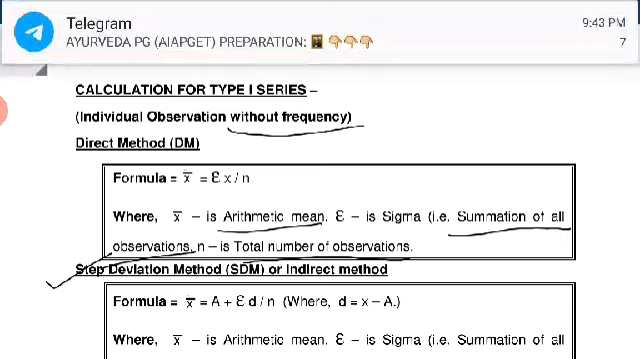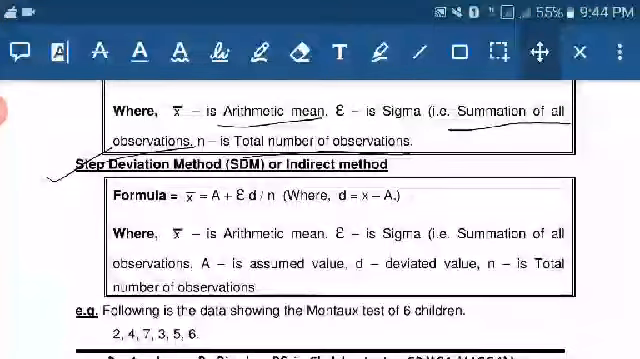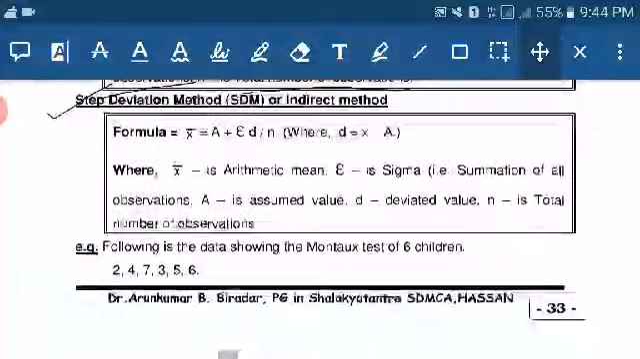The step deviation method is called the SDM or an indirect method. Mean is equal to a plus sigma d upon n, where a is an assumed value, d is called the deviation value, and n is the total number of observations.